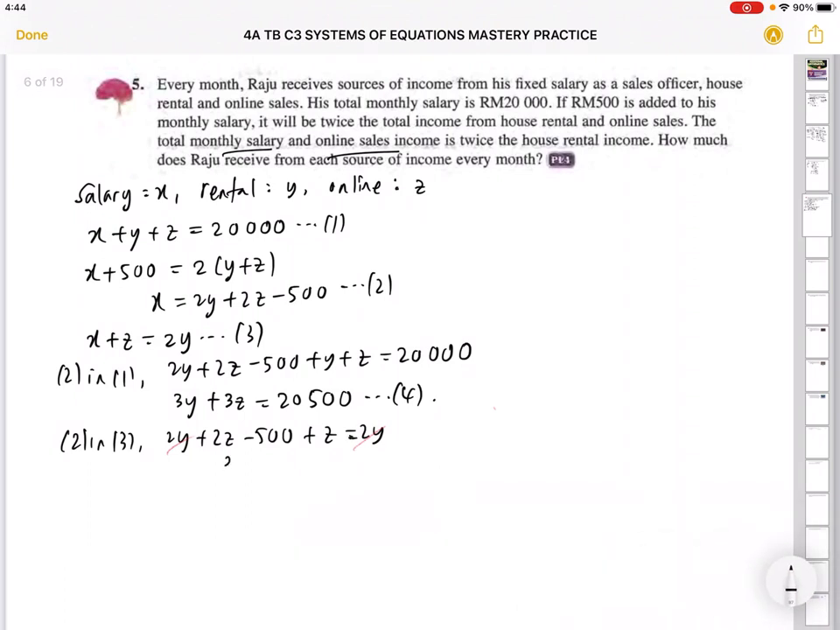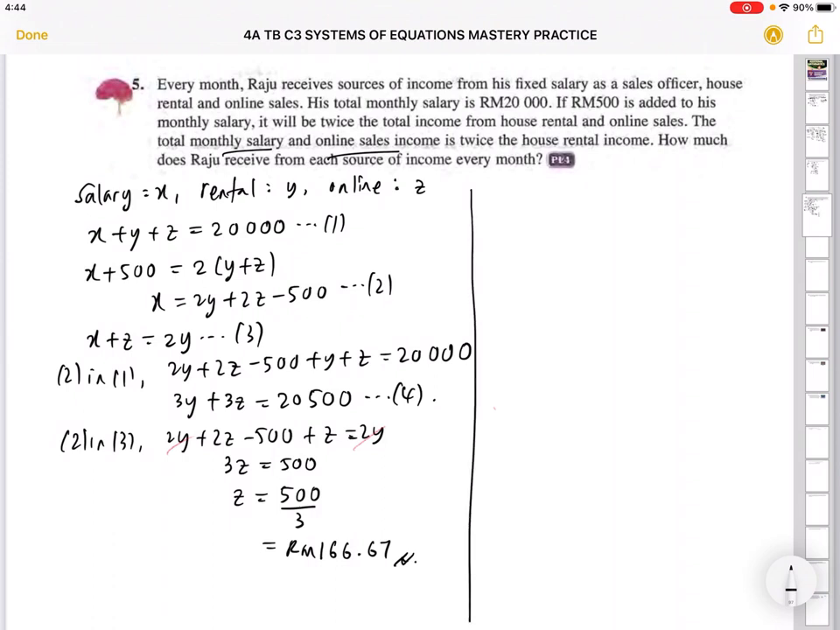3z equals 500. This is something I don't like. Very ugly number. Yeah, 500 over 3. Oh my god, 500 over 3. If you use your calculator, 166 ringgit 67 cent. Goodness me, why did they pick this number? Could have done better, right? Okay. Now next one.